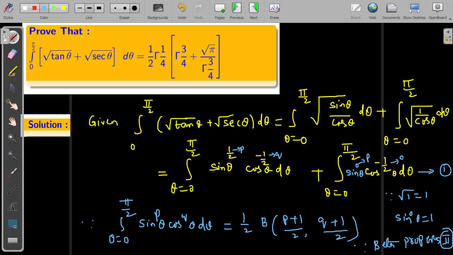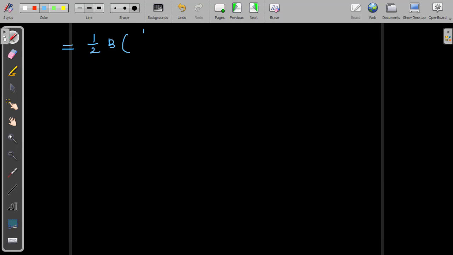Similarly, this is q. I'll talk about the first integral: beta of (p plus 1)/2, (q plus 1)/2, which is beta of (1/2 plus 1)/2, comma, (minus 1/2 plus 1)/2, as per the rule. Again, plus sign.